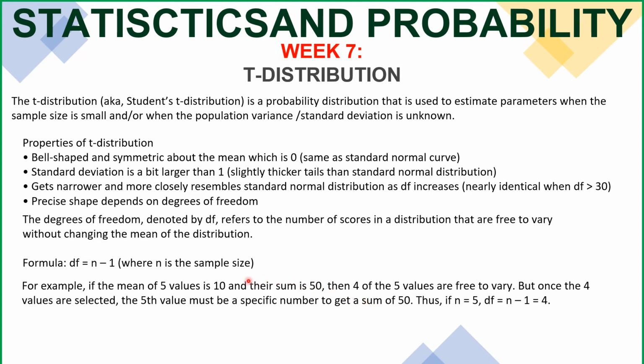Kailangan tumugma siya sa description na sum niya is 50. And yung mean nila is 10. Kapag in-add mo sila, tapos divide by 5, kasi 5 yung values, kailangan 10 yung mean natin. So, yung apat na yon, pwedeng kahit anong value sila, basta yung pang fifth na value is specific number siya na tutugma sa description. So, that is degree of freedom. Apat, kahit anong number nila, may degree of freedom sila.